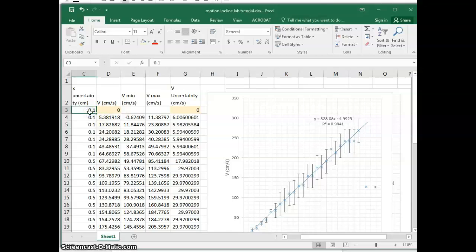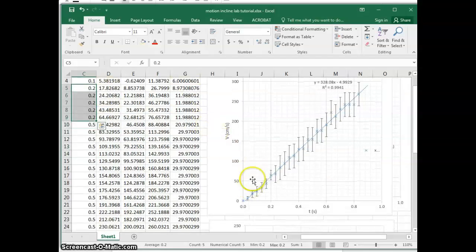So if I go back to these values, I'm going to say 0.1 maybe with the first two, and then I'm going to put 0.2 in here and fill these ones down. And as we did that, you could see the error bars grow a little bit.